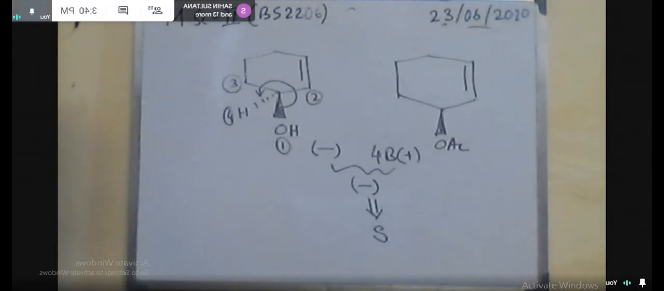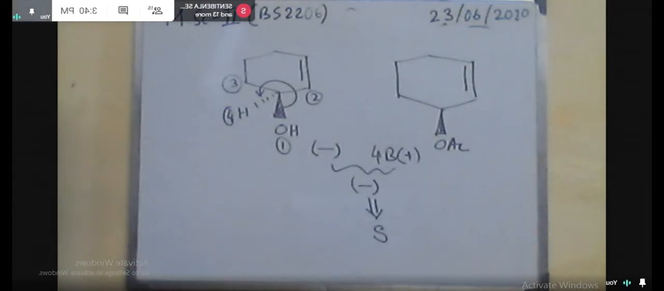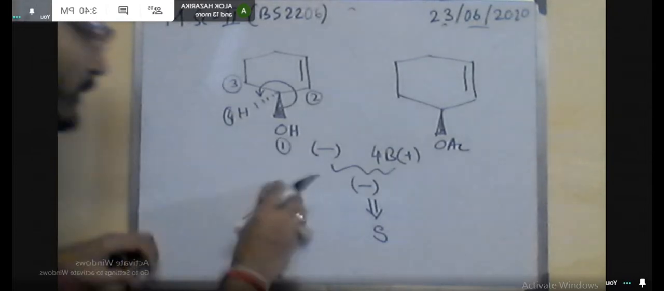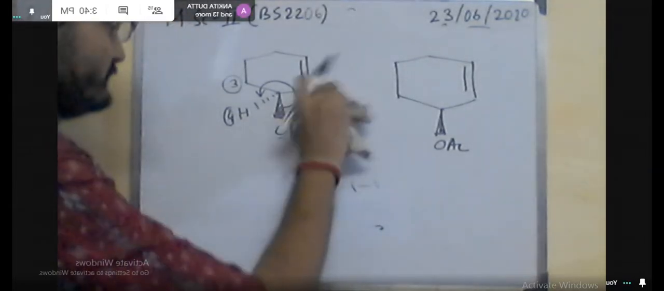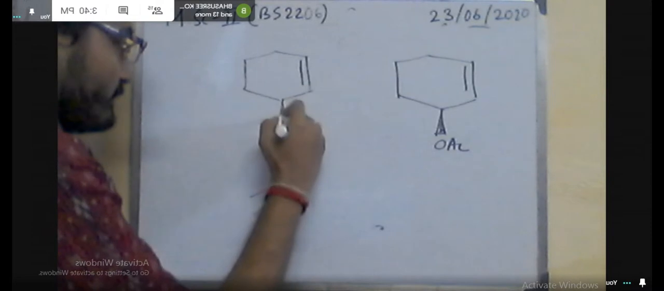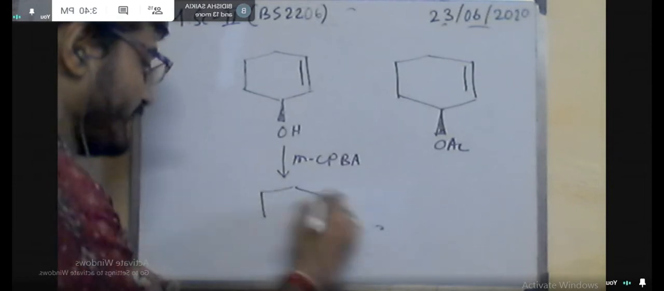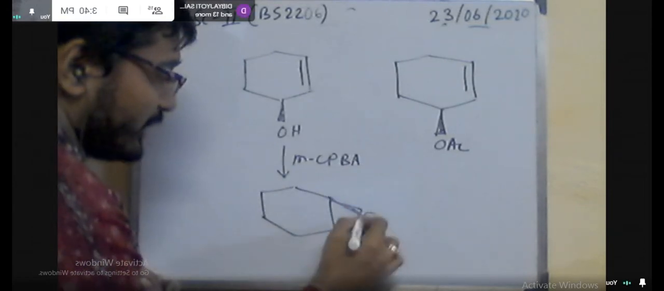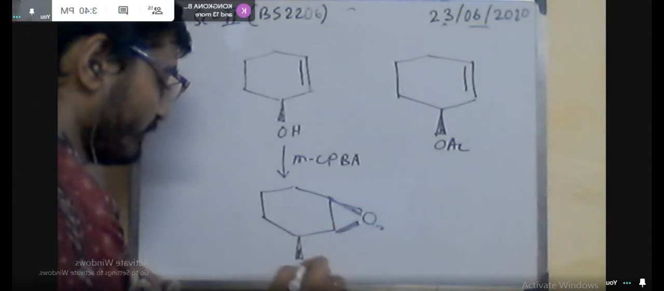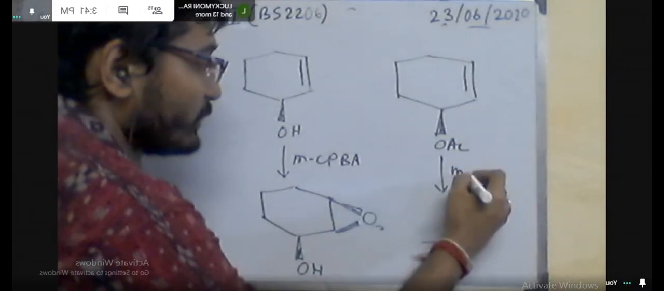So in this case, if we add the MCPBA, you will get this product, exclusively this one, not the epoxide bond at the downward position. And similarly, in this case, if you add the MCPBA, you will get this, the epoxide bond at the downward position. So now what is the reason behind these two different scenarios?